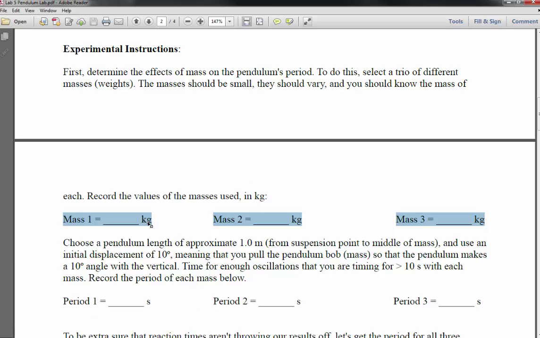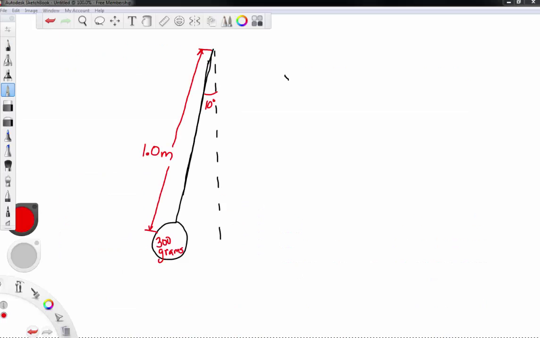What you do is you pick a mass. Let's say that you decide to attach a water balloon with 300 grams worth of balloon plus water in it. You attach that to the end of your string, which has a length of 1 meter, and you use an initial displacement of 10 degrees. So let's label that. Basically, to draw it out, it would look like this. So here's my string. Here's my water balloon attached to the end of the string that has 300 grams in it. This length is 1 meter long.